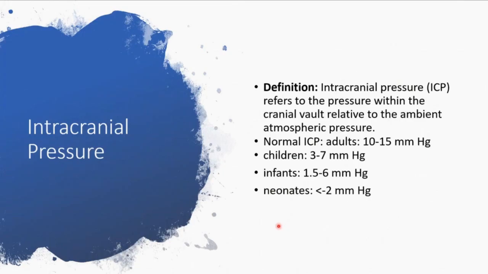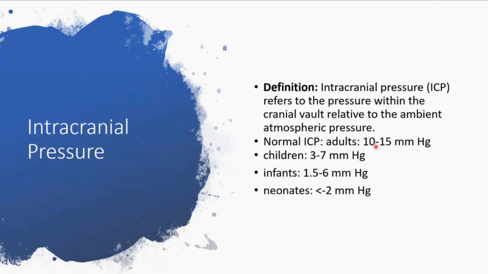Okay. So what is the intracranial pressure? It is the pressure within the cranial vault, and it is relative to the atmospheric pressure. Normal ICP in adults is 10 to 15. Children 3 to 7, infants 1.5 to 6, and the neonate it is in the minus, which is -2.